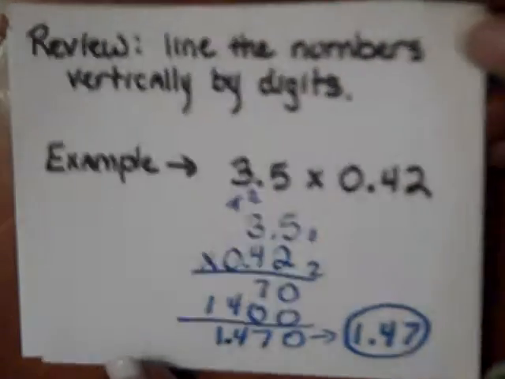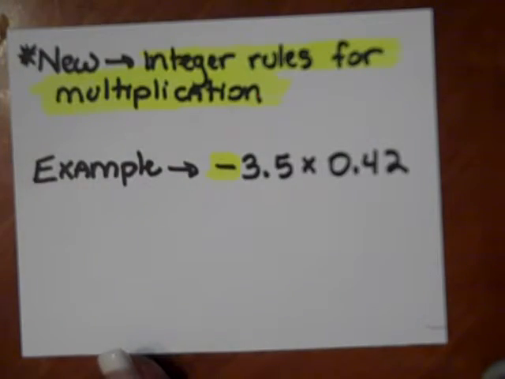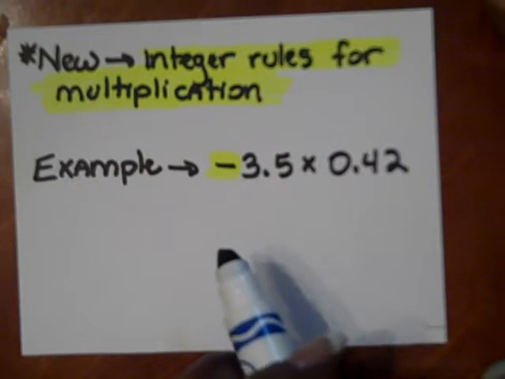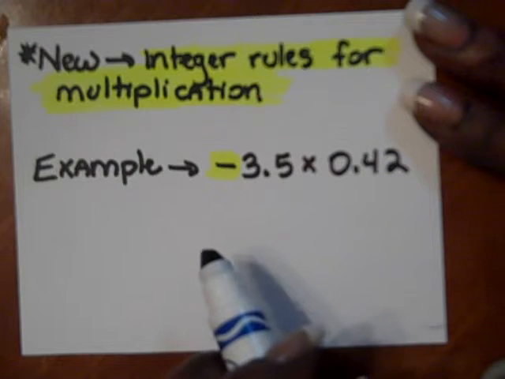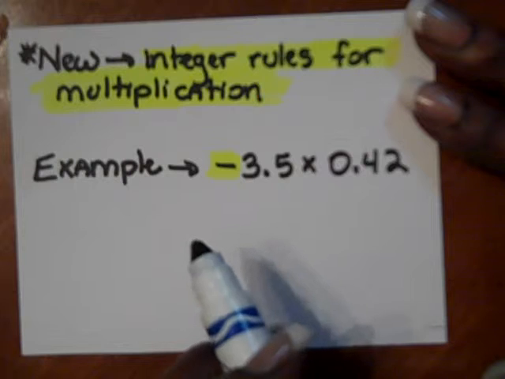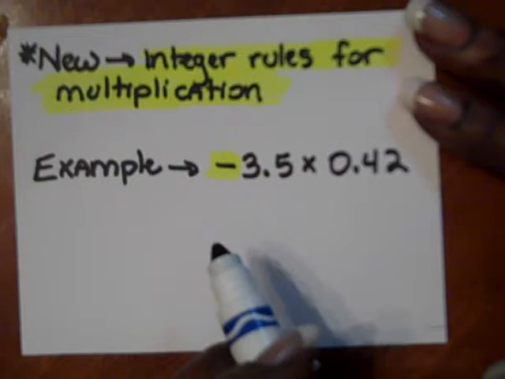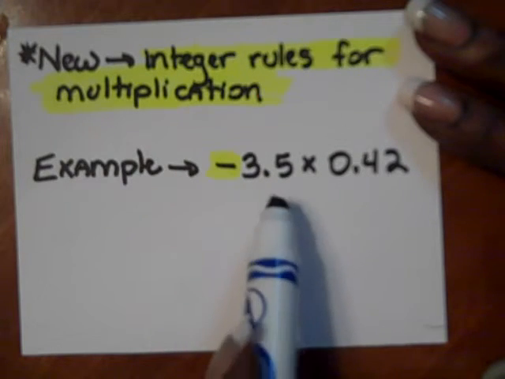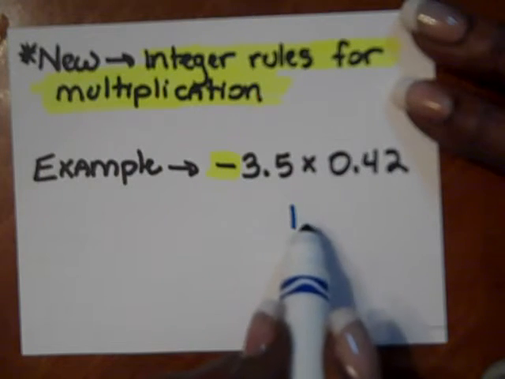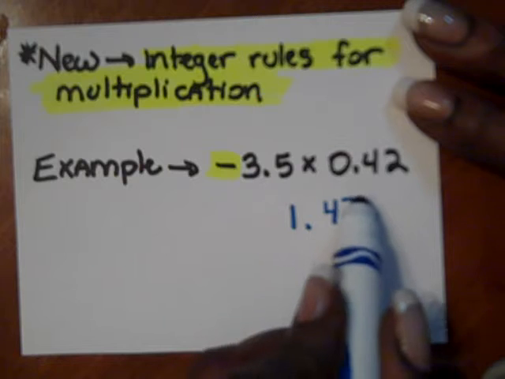The only thing that's different this year, obviously, since you are now using negatives, you must use your integer rules. And hopefully we remember our multiplication rules for integers. If the signs are the same, your answer is positive, but if the signs are different, then your answer would be negative.